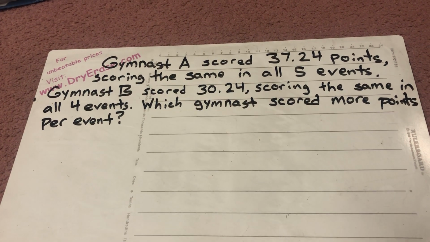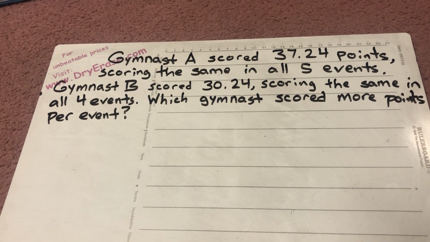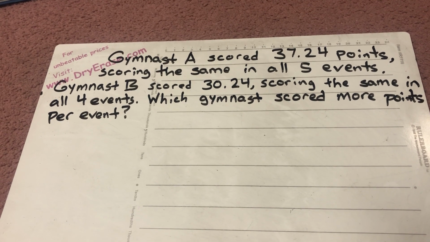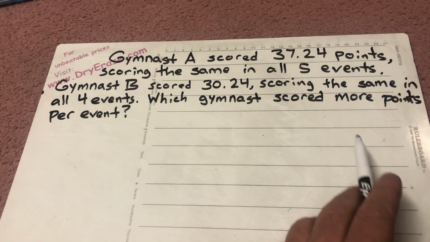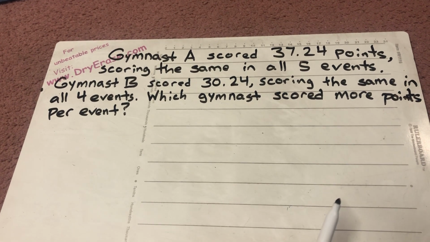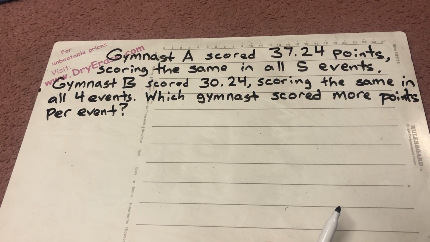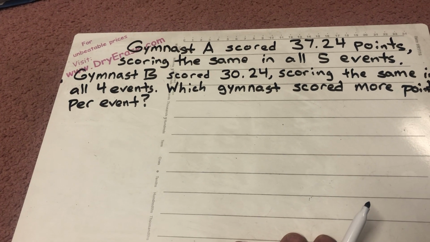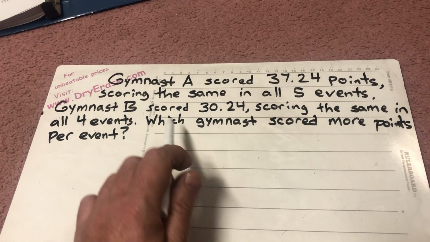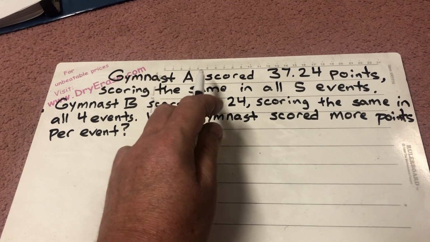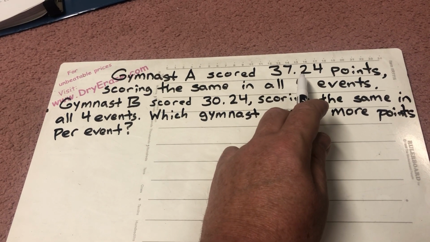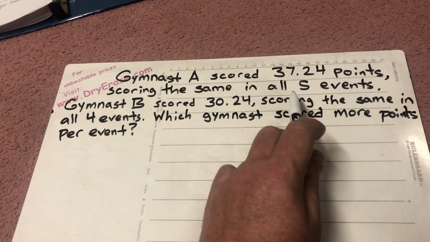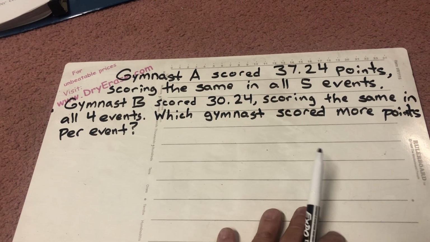Gymnast A scored 37 24/100 points, scoring the same in all 5 events. Gymnast B scored 30 24/100 points, scoring the same in all 4 events. Which gymnast scored more points per event? Well, to figure out how many Gymnast A scored per event, I will have to take that individual's total score, which is 37 24/100, and divide it by all 5 events.